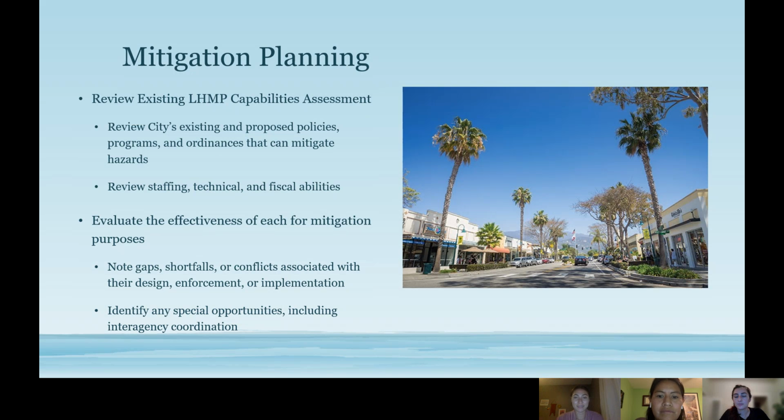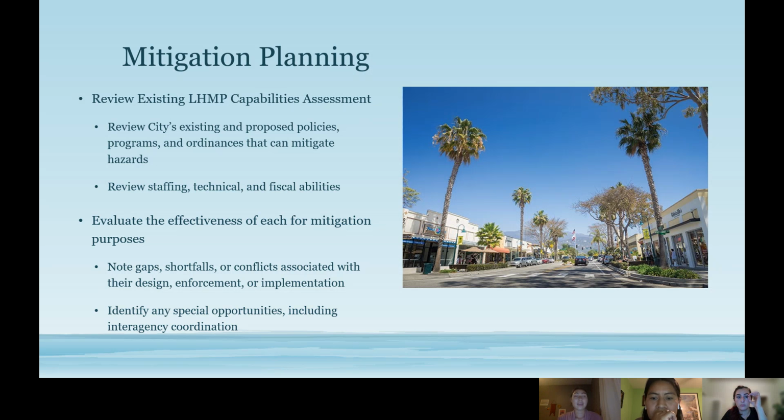All right, thank you, Gina. So to plan for mitigation for the city, we wanted to start by understanding the city's mitigation capabilities. So we're currently working to establish an inventory of the city's existing and proposed plans, policies, and programs. And then these are reviewed to see if there are any gaps or places for improvement that may help to reduce potential impacts from these hazards.